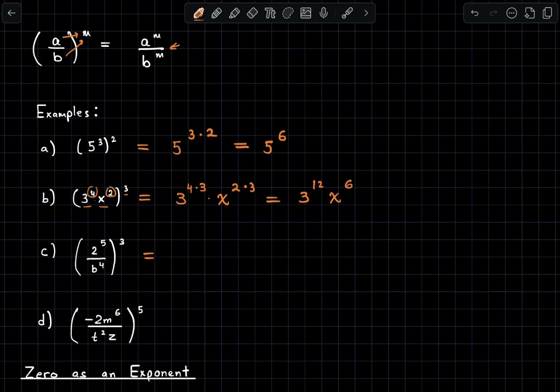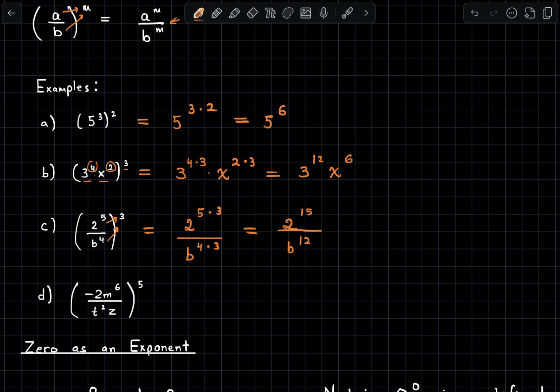Now we've got a fraction. And in each case, so the numerator already has its exponent, the denominator already has an exponent. So each of these terms is getting raised to this third power further. So we've got 2 to the 5th raised to the third power, so we're going to have to multiply that 5 and the 3. On the bottom, we've got b to the 4th raised to the third power, so we're going to multiply that 4 and that 3. And this is going to give us 2 to the 15th over b to the 12th. All right.